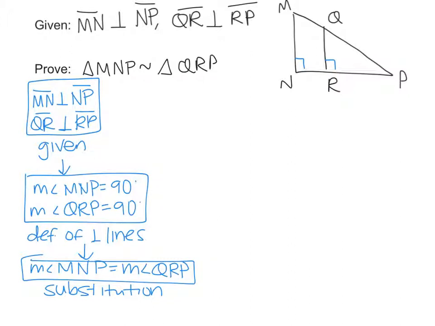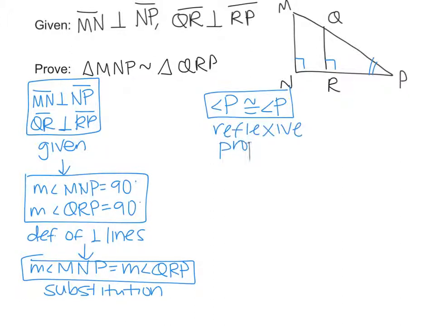All right, so now I look here and I notice, if I'm looking at these two triangles, MNP and QRP, what do they both have in common? They both have P in common. So angle P is congruent to angle P. And why is that? Well, that's because of the reflexive property. Okay, because angle P is being used in both of the triangles.